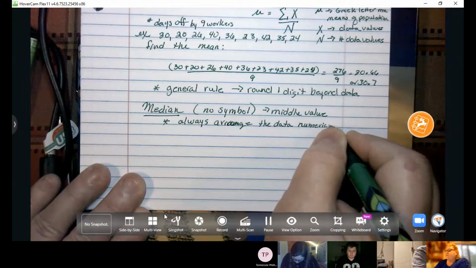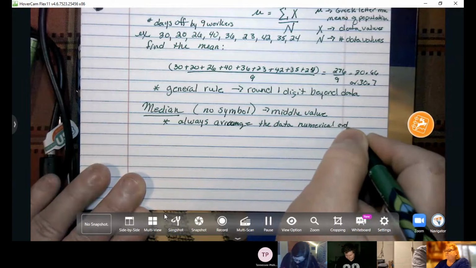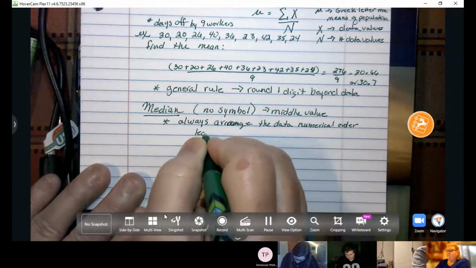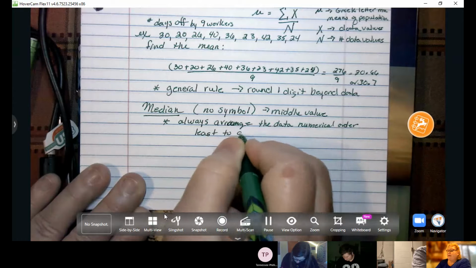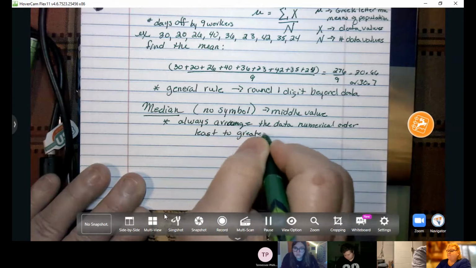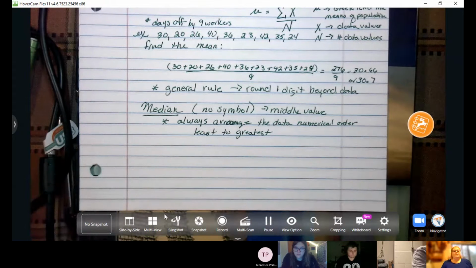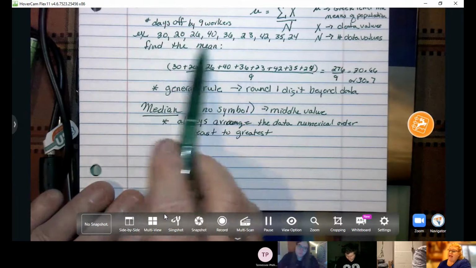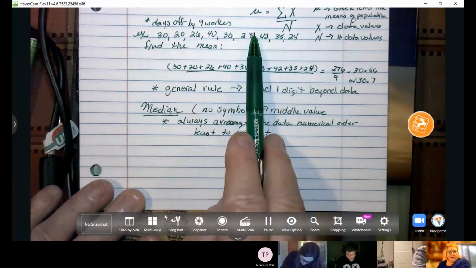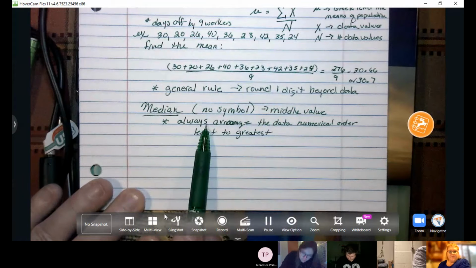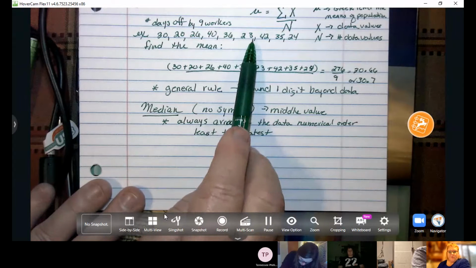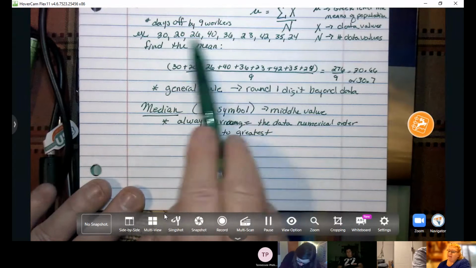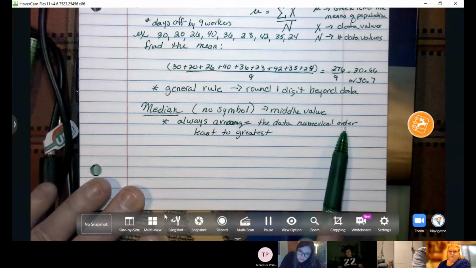In numerical order. Least to greatest. That should always be your first step. So we're going to use the same set of data, our workers, and we're going to find the median for those workers. So we want to arrange that set of data in numerical order first, least to the greatest.